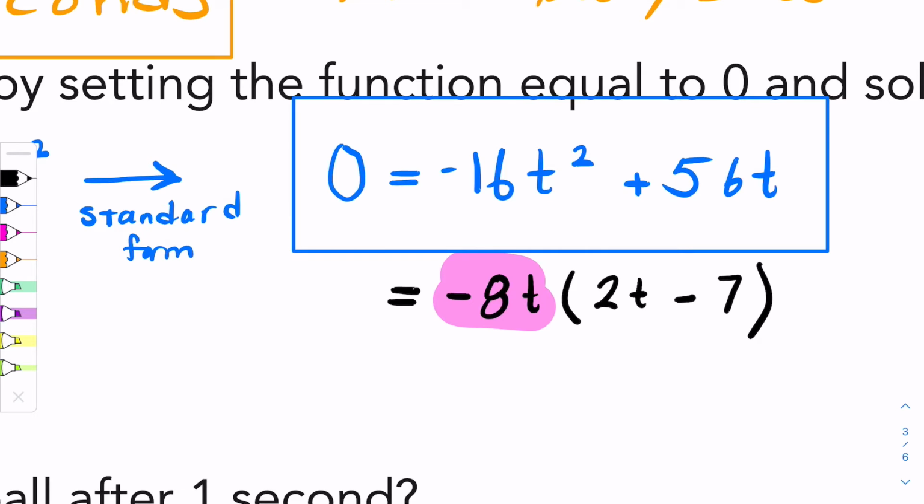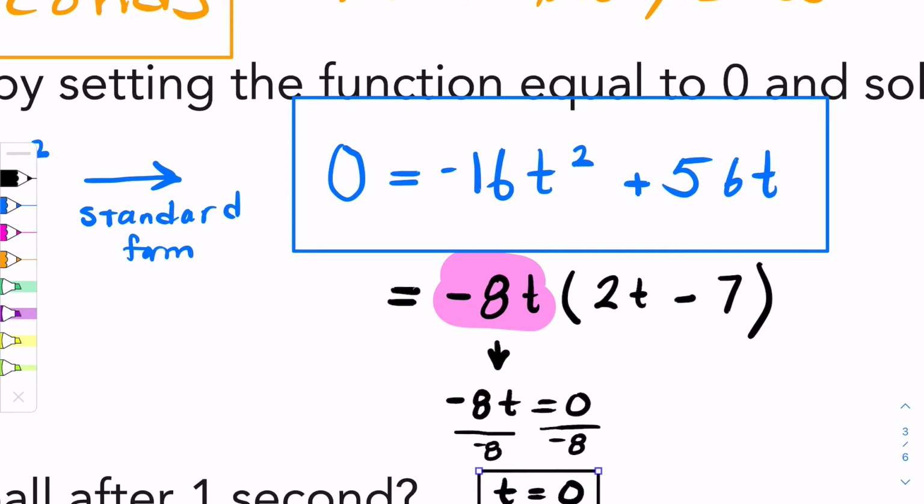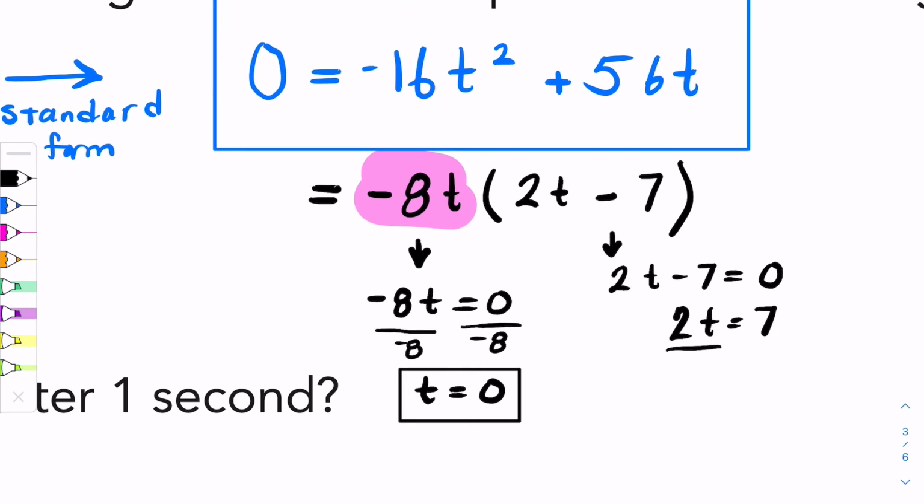So I can set negative 8t equal to 0. I would divide both sides by negative 8. T is equal to 0. For the next factor, 2t minus 7 equals 0. 2t is equal to 7. Divide both sides by 2. T is equal to 7 over 2.